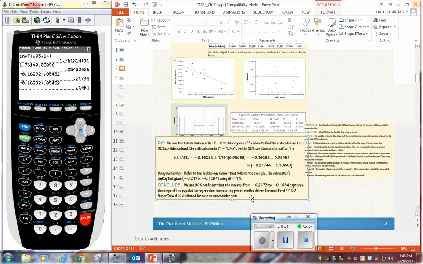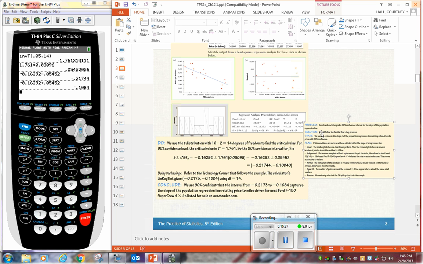Okay, and then you have to write your conclusion. We're 90% confident that the interval from negative 0.2173 to negative 0.1084 captures the slope of the population regression line, and then they're doing it in the context of their problem. The problem was about the miles driven for the F-150 compared to how much it was listed for sale.